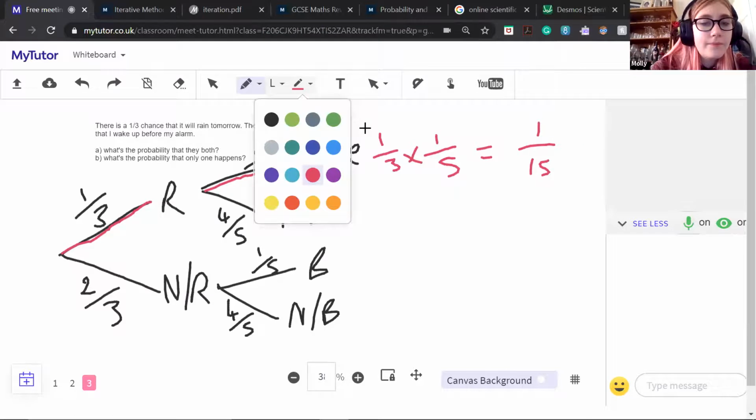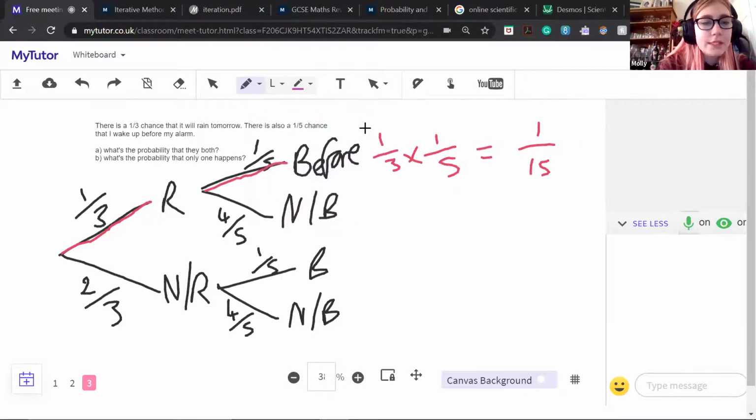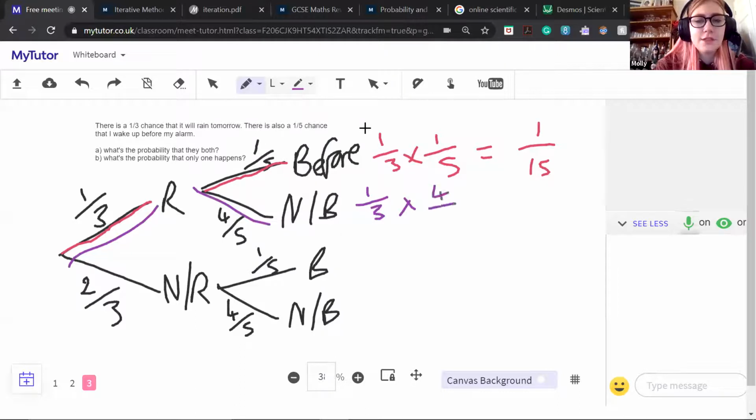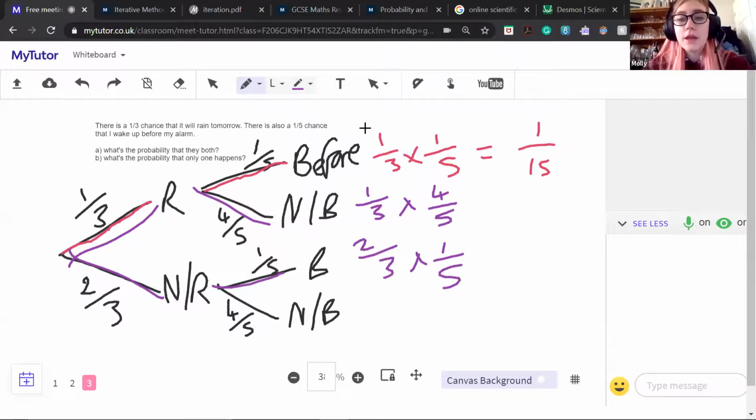Now, this second question is a little bit harder, but still doable. What's the probability that only one happens? So we've got two potential outcomes there. Either it rains, but I don't wake up before, which is a third times 4/5, or it doesn't rain, but I do wake up before, which is 2/3 times 1/5. So 1/3 times 4/5 gives us 4/15, and 2/3 times 1/5 gives us 2/15. Sorry, I had 3/15 by mistake; it should be 2/15.